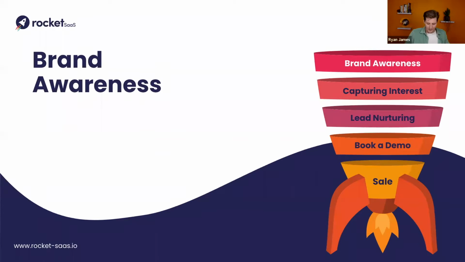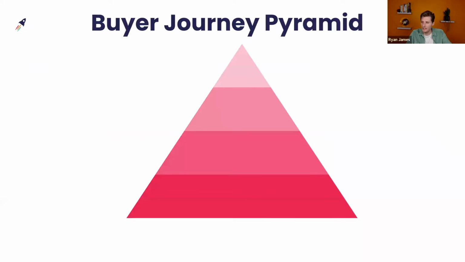So the first bit that we're going to get stuck into is the brand awareness piece, this top element of the funnel. Before we get into examples of how to create content for that top element of the funnel, we're going to talk about the buyer journey pyramid. A lot of you that are experts in marketing might be aware of this buyer journey pyramid, and it's really important to understand this as a mindset shift in terms of the content that you create and how you speak to your target audience.